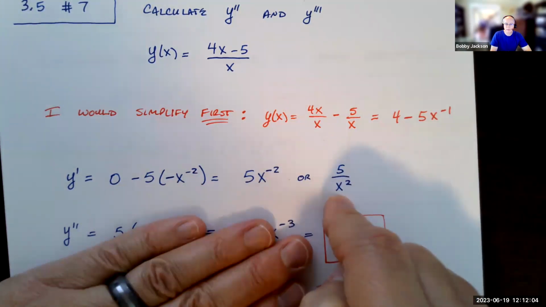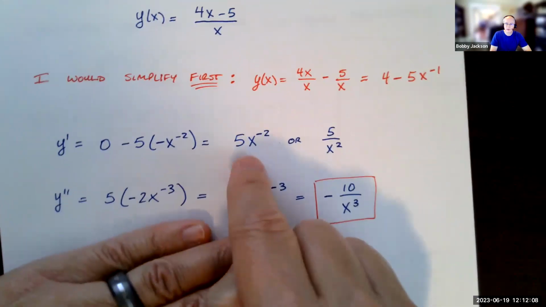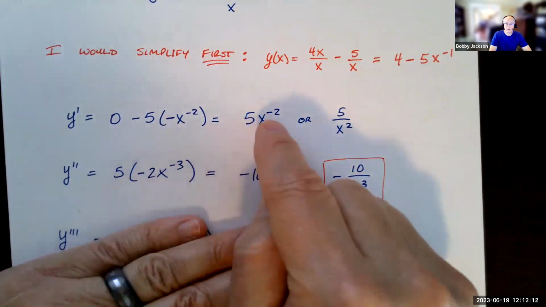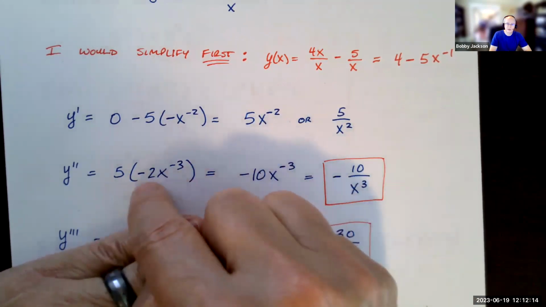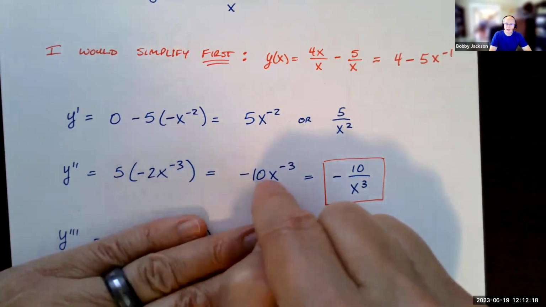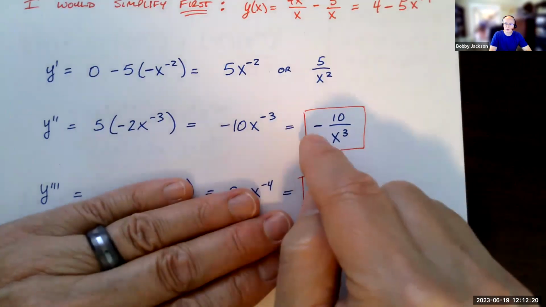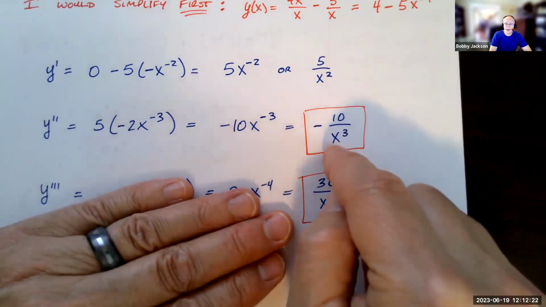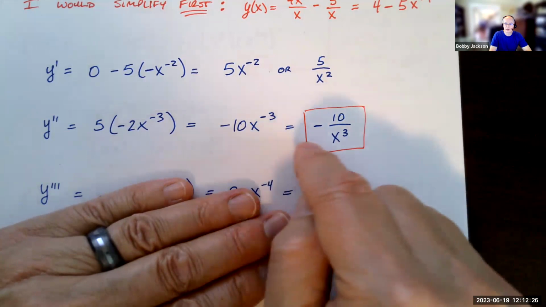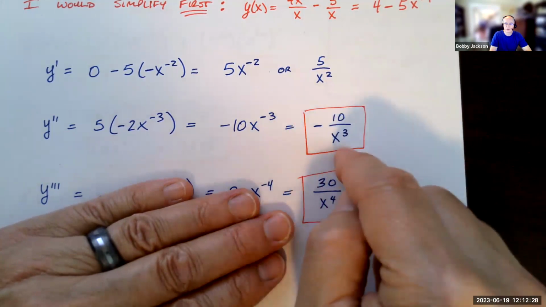Okay, now we can find the second derivative, which is the derivative of this. Well, that's pretty easy. Notice the 5 comes out as a constant multiple. X to the negative 2 is negative 2x to the negative 3. 5 times negative 2, negative 10x to the negative 3, which can be written as negative 10 divided by x cubed, right? Remember, x to the negative 3 is 1 divided by x cubed. So there's our second derivative.